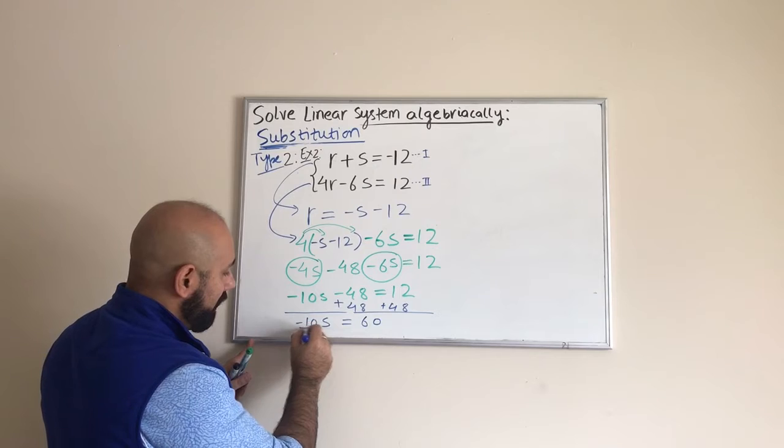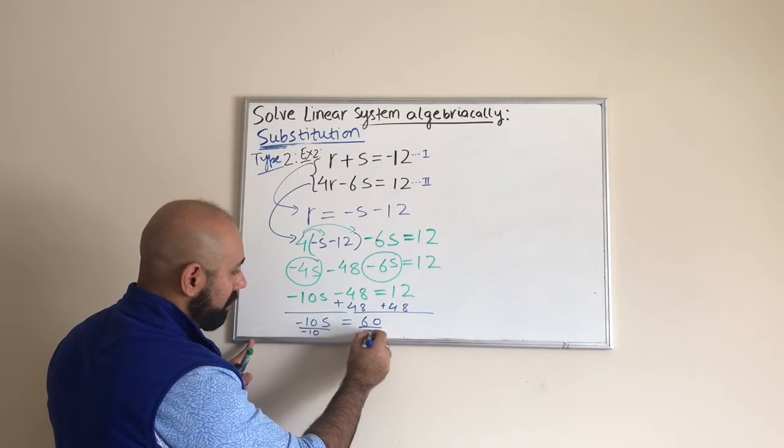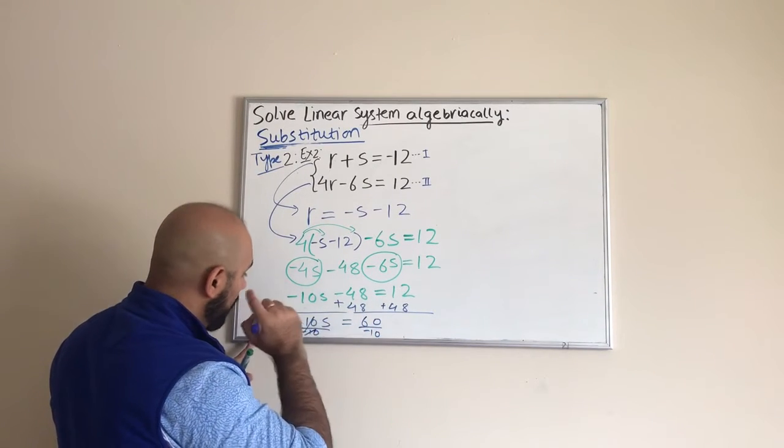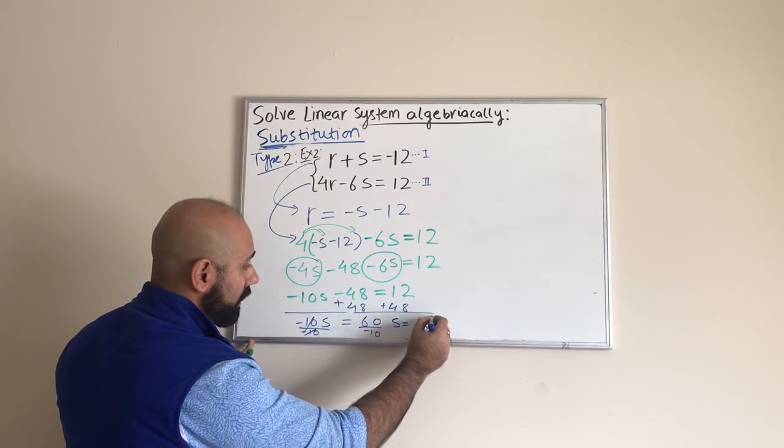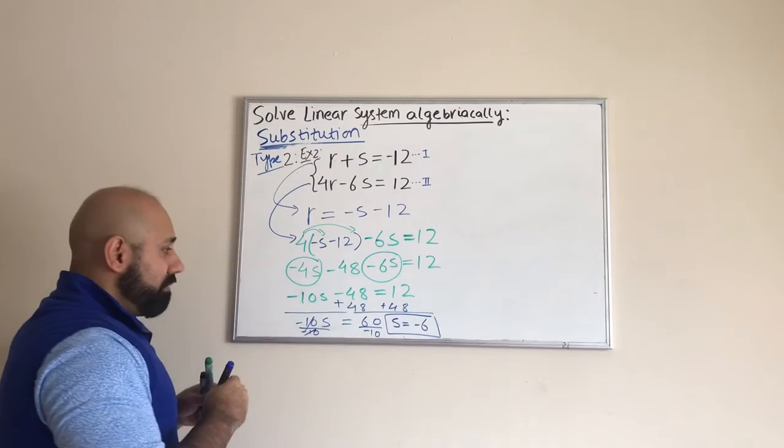And to get s by itself, I've got to divide this side by negative 10. The 10's cross out here, the negatives cross out as well, so I get s equals negative 6. That is the value for s.